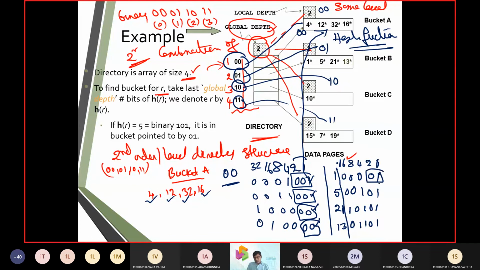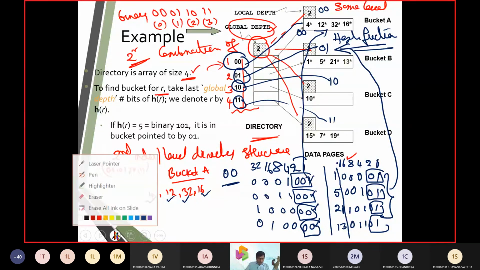Now consider, girls, 0 1, 0 1, 0 1, 0 1. So where is 0 1? All the 0 1s are put into this bucket. Now you should understand why I put 13 here and why I didn't put 14 here. No, that is not the scenario we have to check. We have to check the local depth and the global depth.